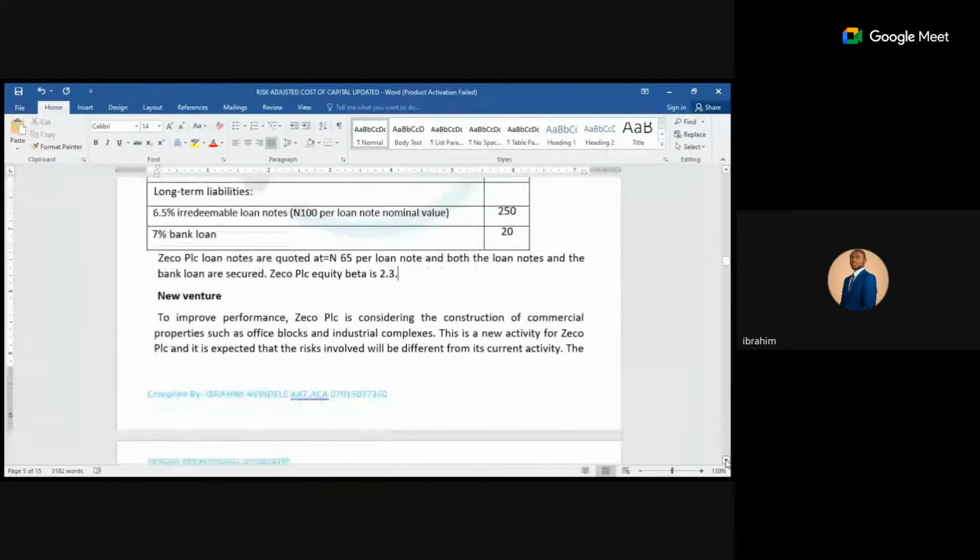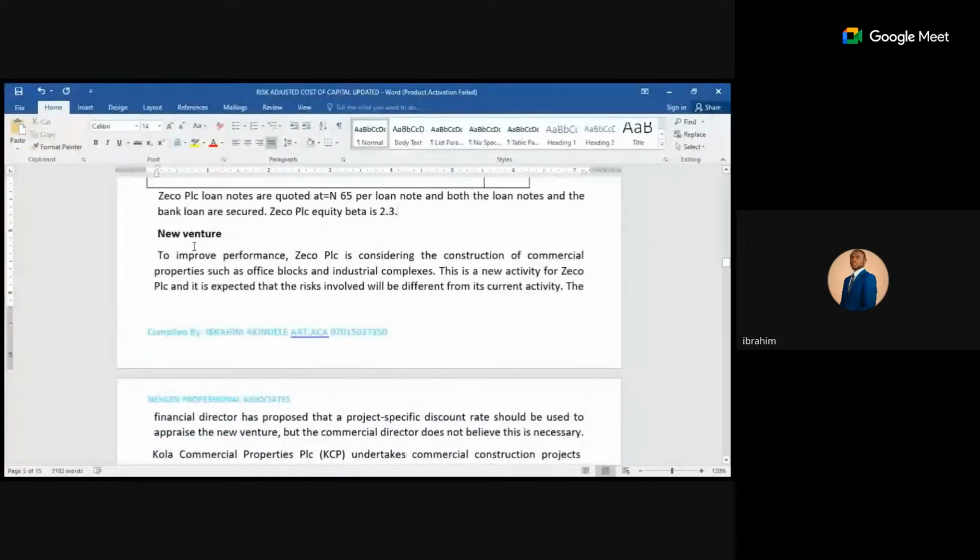Now, new venture. This is the new venture, so this is where you know that yes, there's kind of diversification here. To improve performance, Zeco PLC is considering the construction of commercial properties such as office blocks and industry complexes. This is a new activity for Zeco PLC, and it is expected that the risk involved will be different from its current activity, of course.